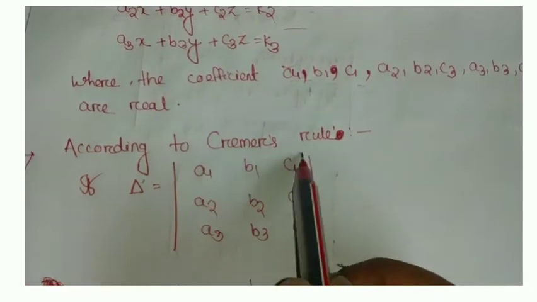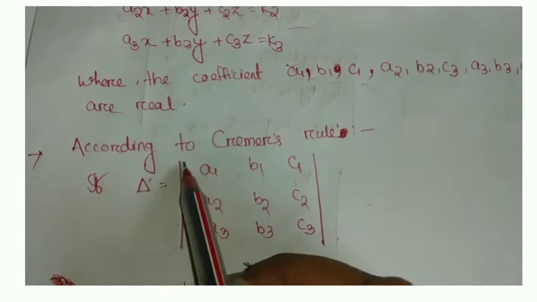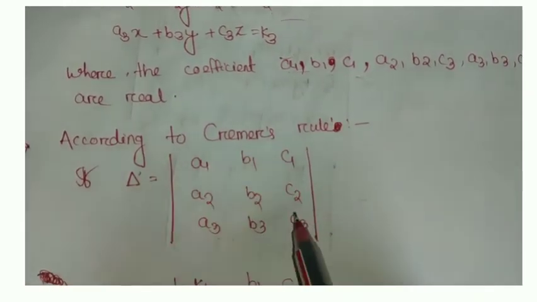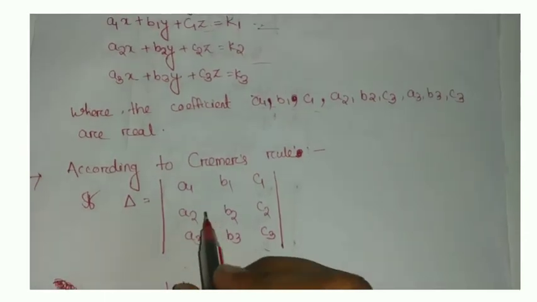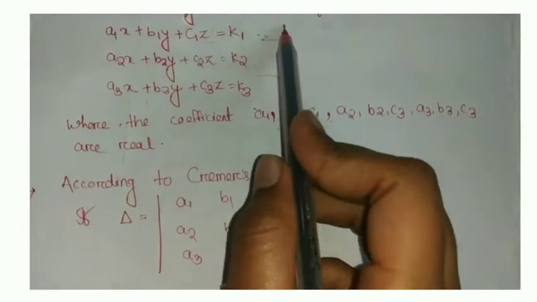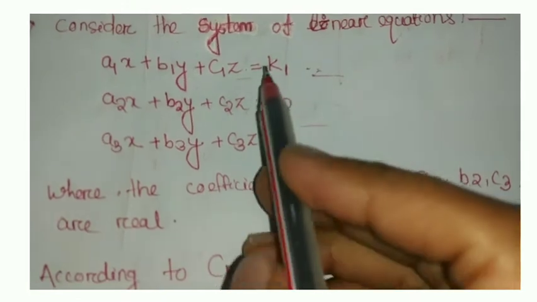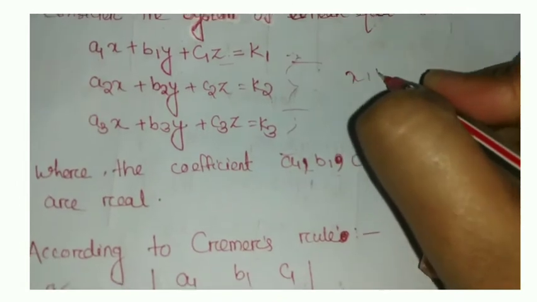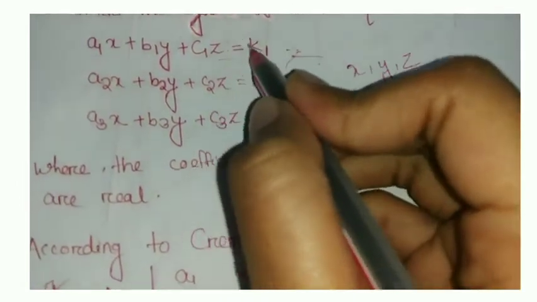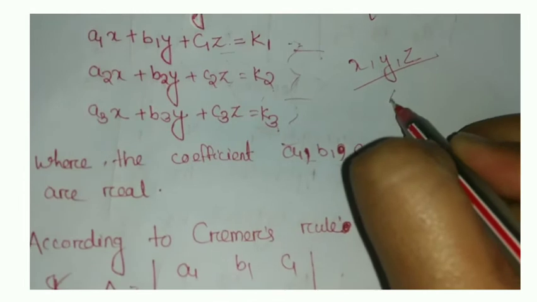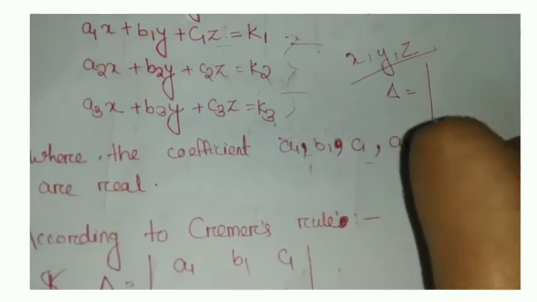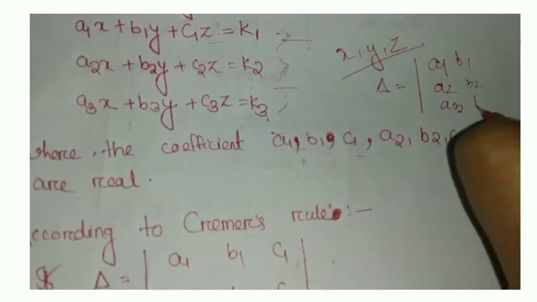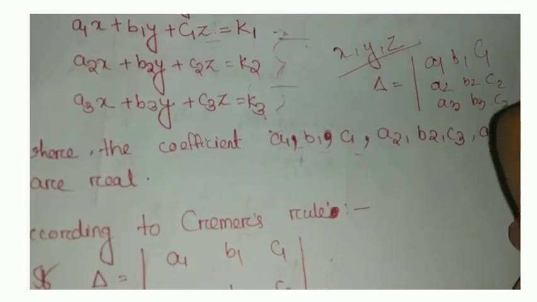According to Cramer's rule, del is equal to the determinant with rows a1, a2, a3, b1, b2, b3, c1, c2, c3. This del comes from these three linear equations. In these three linear equations we eliminate x, y, z, so we get this determinant del with a1, a2, a3, b1, b2, b3 and c1, c2, c3.